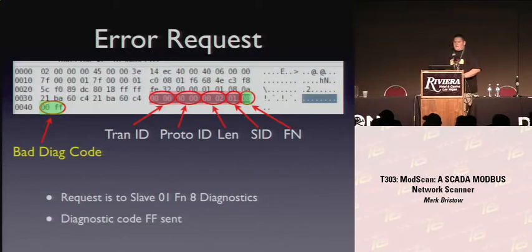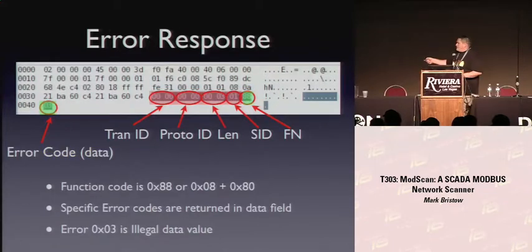So what happens when we do something bad? That's what we're all interested in anyway. All this stuff stays the same. Your function, now this is the request, so we put in a valid function code, but with a diagnostic code of FF, which is not in the spec. So we're going to send it something that it doesn't expect.